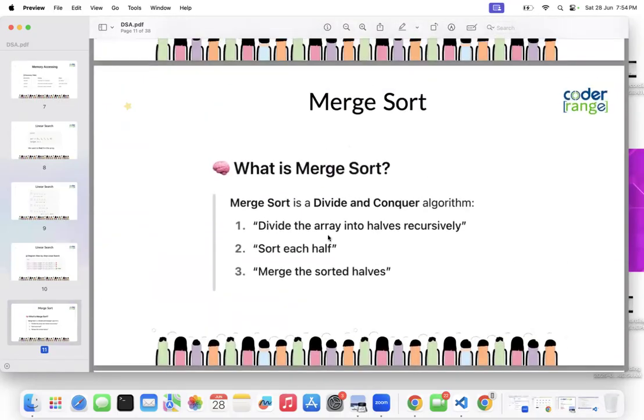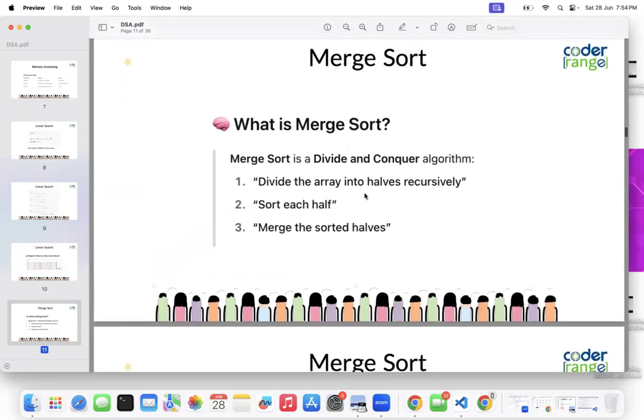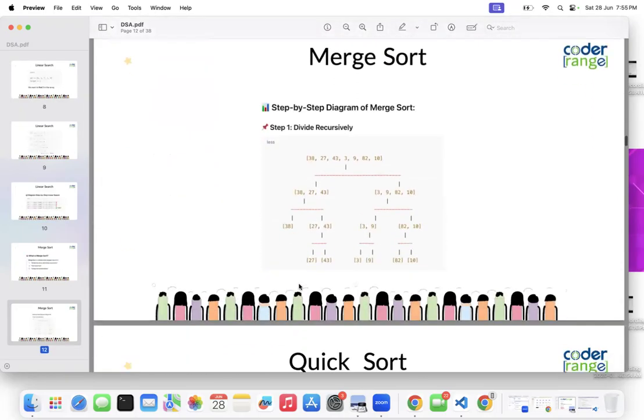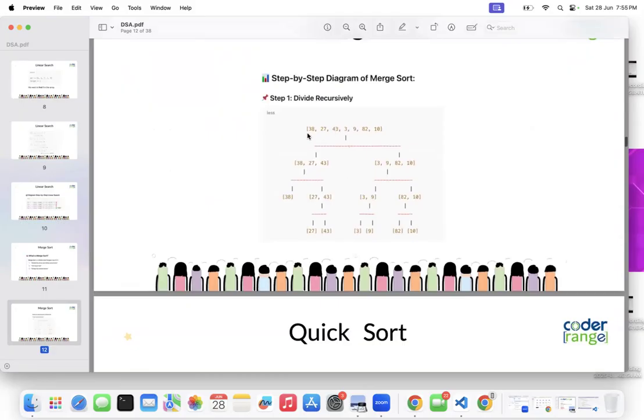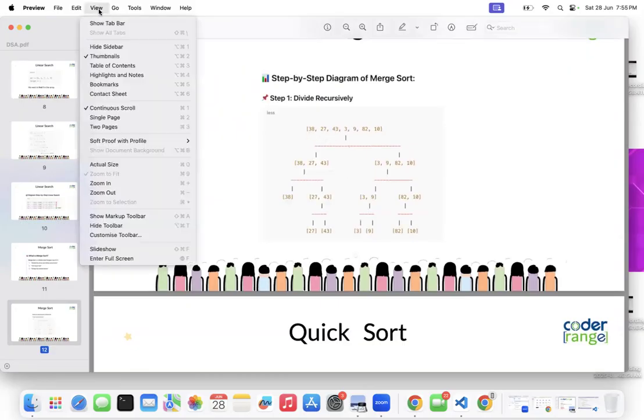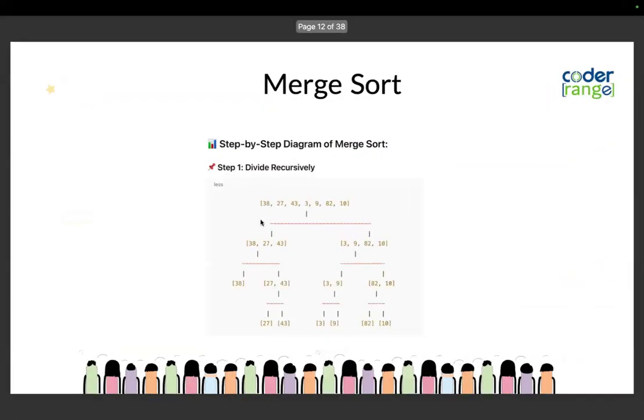So what is merge sort? It is based on the divide and conquer algorithm. It means we divide the array into halves recursively, sort each of the values, and then merge the sorted halves. This is how a merge sort works. You have a list of values here, and you split it into two arrays, and then do this recursively. Recursion is going to be the part that splits these things.